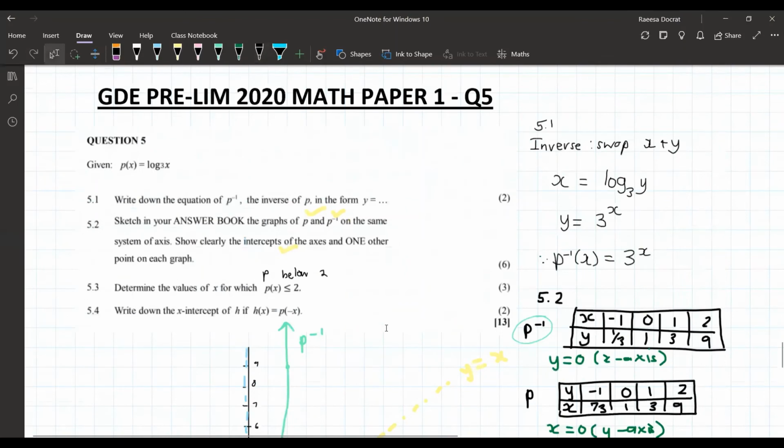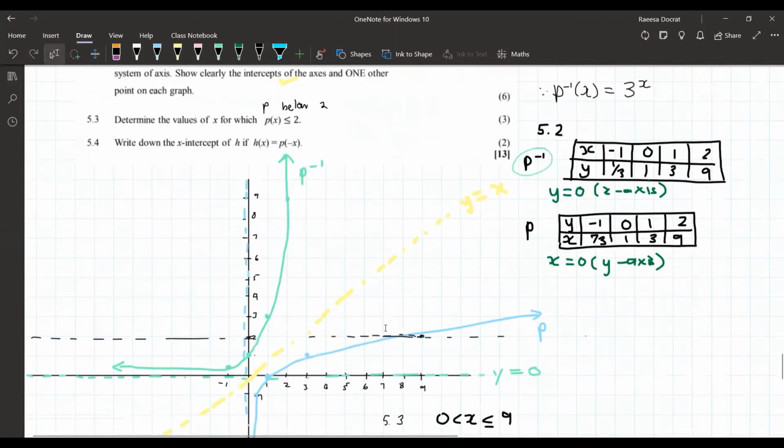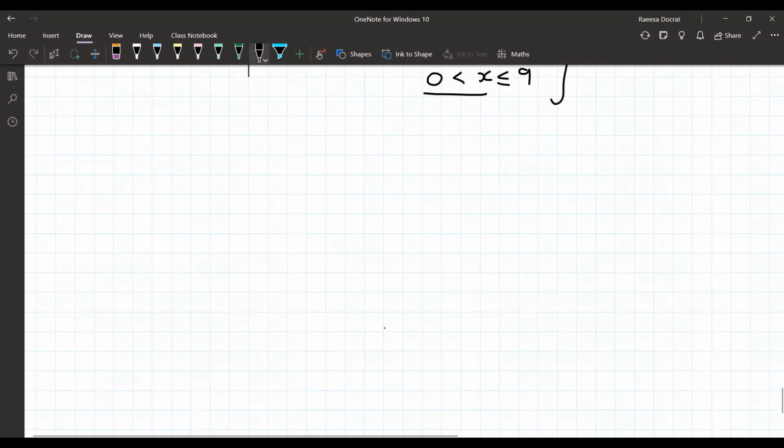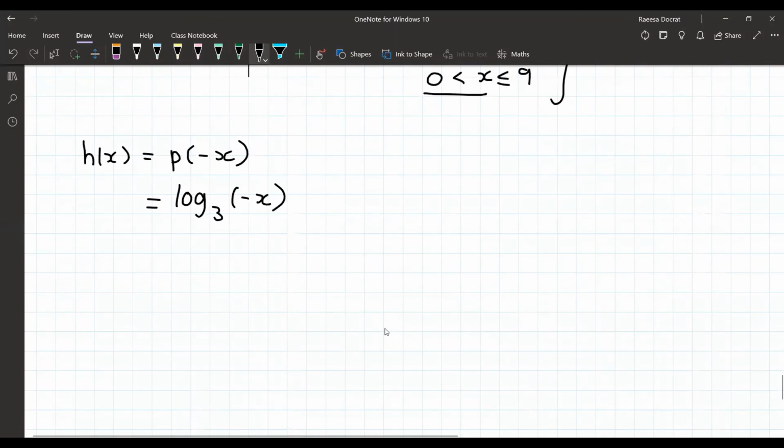Then it says write down the x-intercept of h if h of x is p of minus x. So h of x is p of minus x. First, we want to get that equation. In the equation of p, wherever we see x, we're going to put minus x. So it's log base 3 of minus x. If you're not familiar with log form, you can take this to exponential form. So you're going to have minus x is equal to 3 to the power of y.